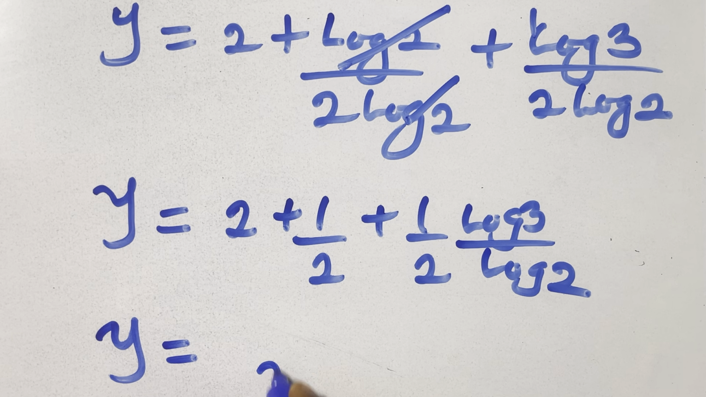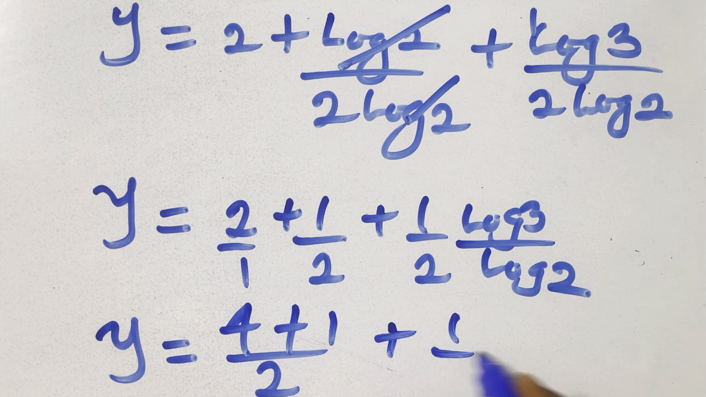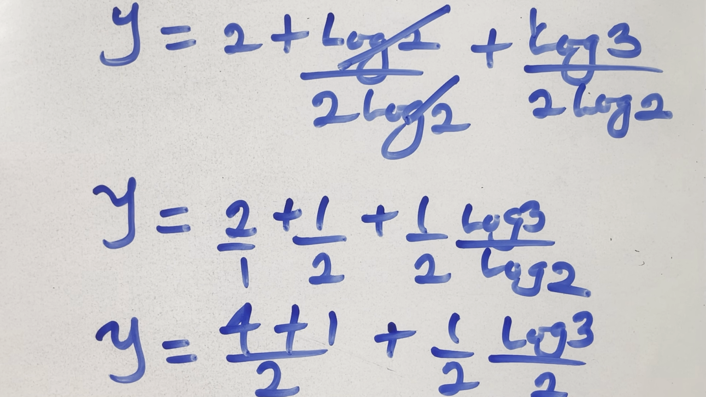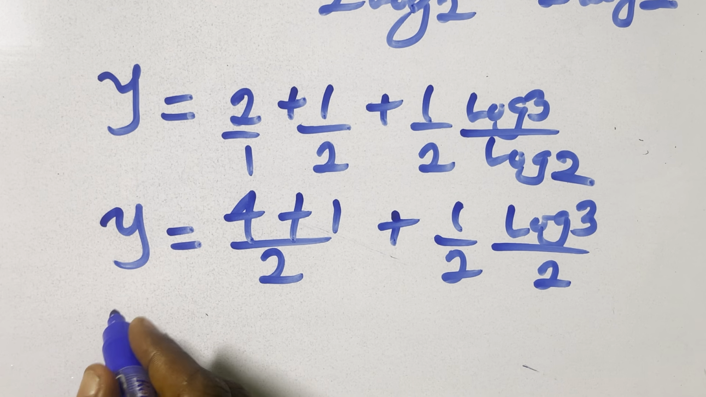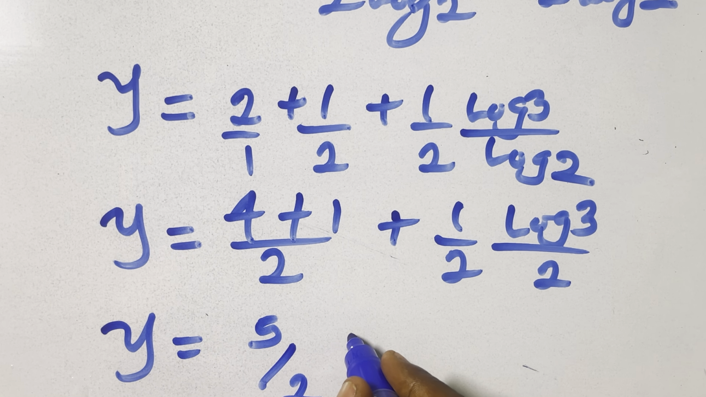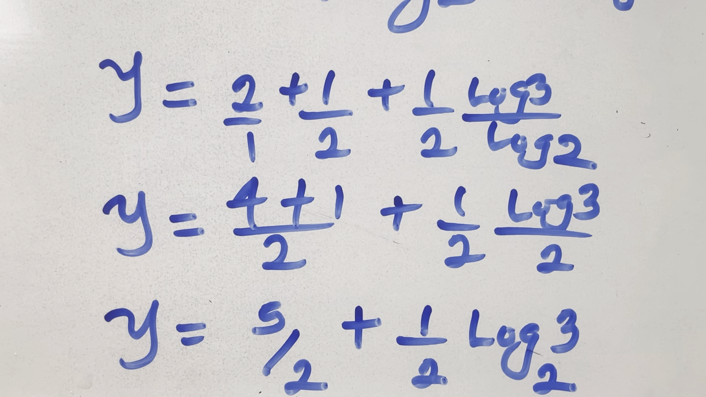So we have LCM here is 2. 1 in 2, that is 2. 2 times 2, that is 4. Here will be what? 1 plus 1 divided by 2 log 3 divided by 2. And what we are going to have at the end is 5 divided by 2 plus 1 divided by 2 log 3 and base 2. I hope you understand. Let me know in the comment section.